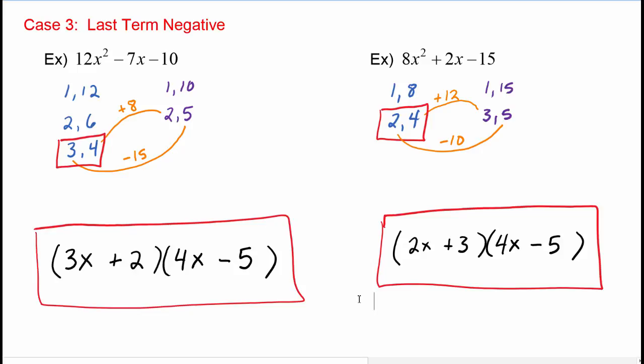We could check out our foiling, of course. 2x times 4x is 8x squared. We've got the outer is negative 10x. The inner is positive 12x. That gives us our positive 2x. And then last times last gives us the negative 15.